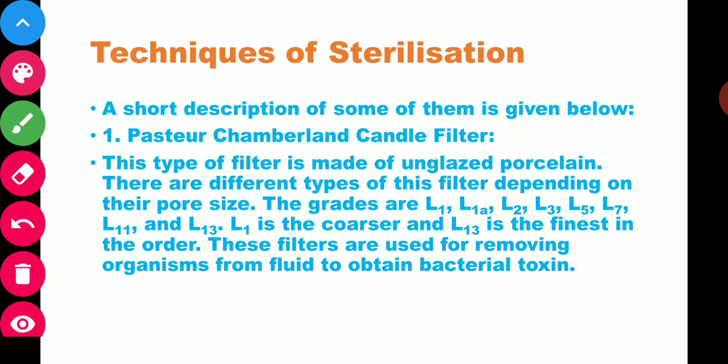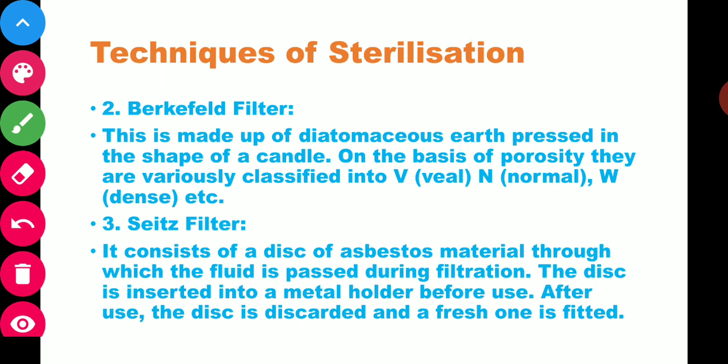The Pasteur Chamberland candle filter. This type of filter is made of unglazed porcelain. There are different types of filter depending on the pore size. The grades are L1, L1A, 2, 3, 5, 7, 11, 13. L1 is the coarsest and L13 is the finest in the order. These filters are used for removing organisms from fluid to obtain bacterial toxins.